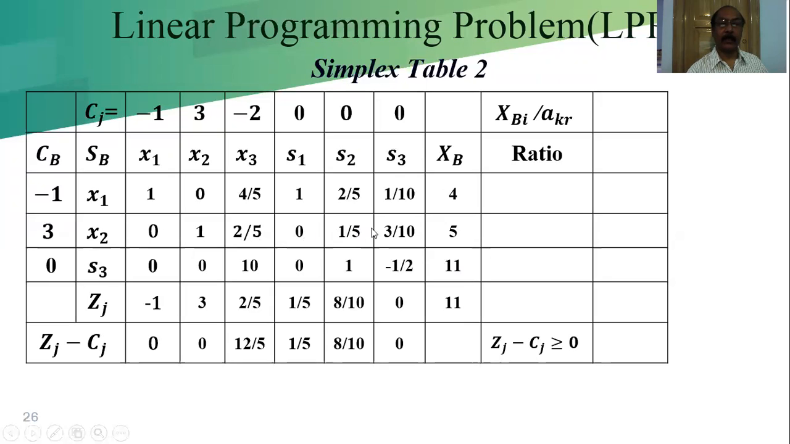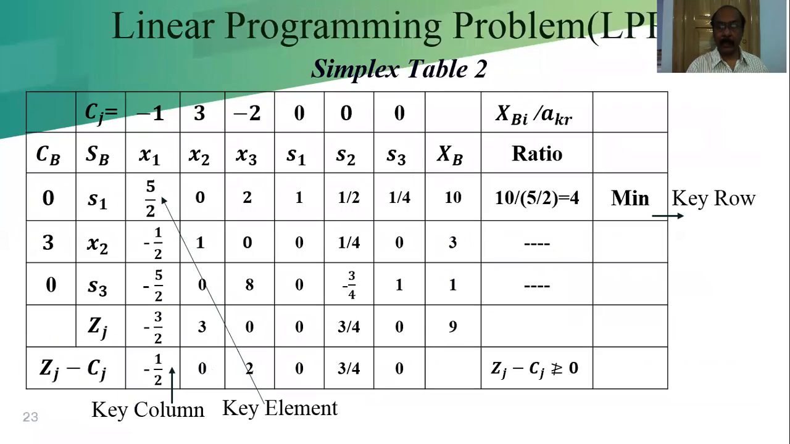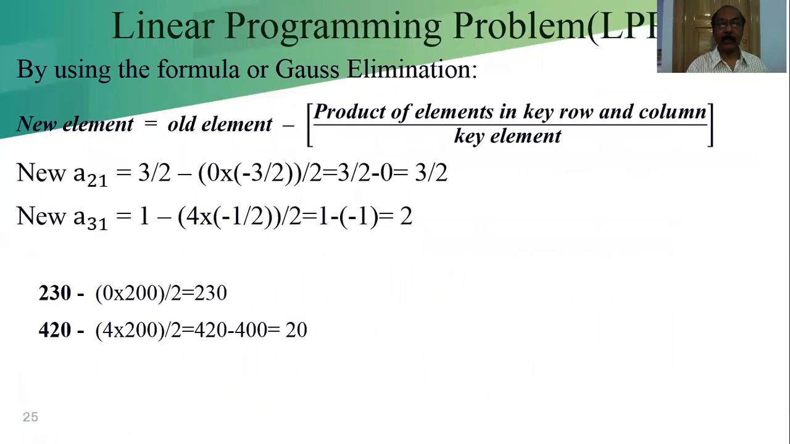Now here, 15. What is the Z value? 3 into 5 is 15, and minus 4. This Z value is 11. It is improved from the previous value. What was the previous value? 9. 9 is improved to 11.